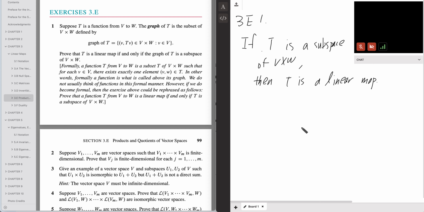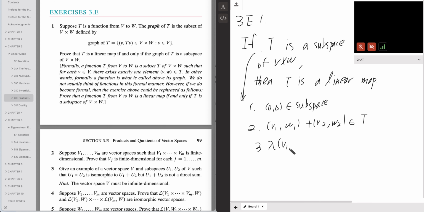I don't know how you would really approach this, but first things first, you want to lay out all the properties you can get from the subspace. So first things first, (0, 0) is in the subspace. That's fine. And then for any arbitrary elements in the subspace, if you add them, they're still in the subspace. So that's fine too. And also you have some sort of homogeneity requirement. So now you've got all three.